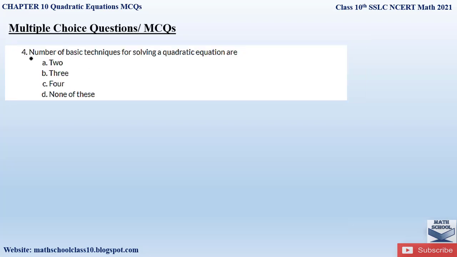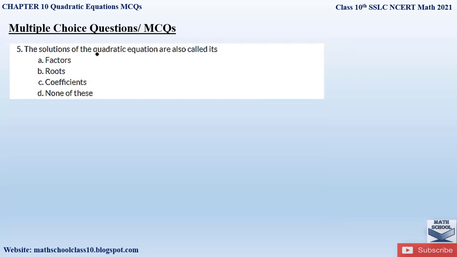Question number 4. Number of basic techniques for solving a quadratic equation are. Which are the techniques? This I have again explained in my revision for the quadratic equation. There are 3 major techniques, that is, we can solve a quadratic equation by method of factorization, completing the square method, and the third technique is applying the quadratic formula, right? So there are basically 3 techniques to solve a quadratic equation. Therefore our correct option will be option B.